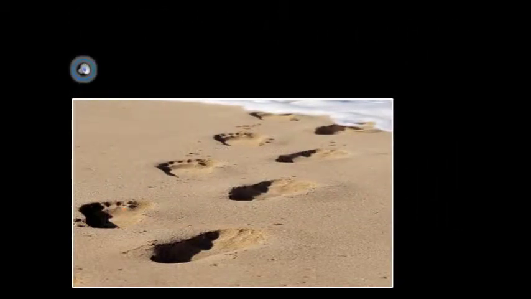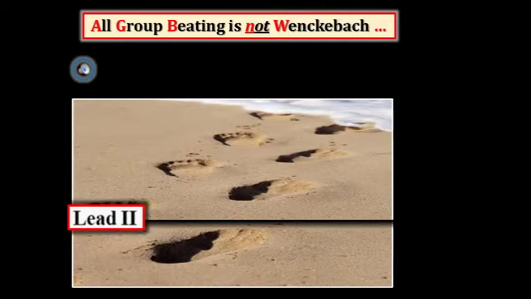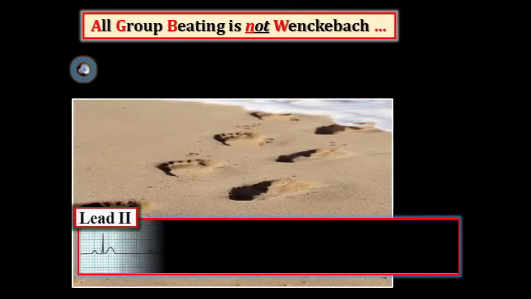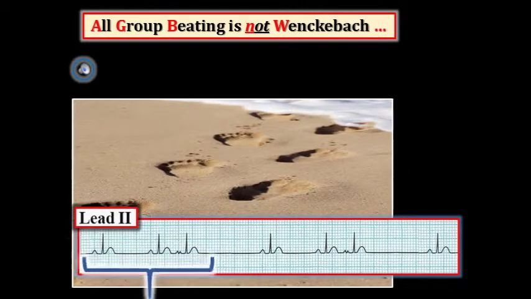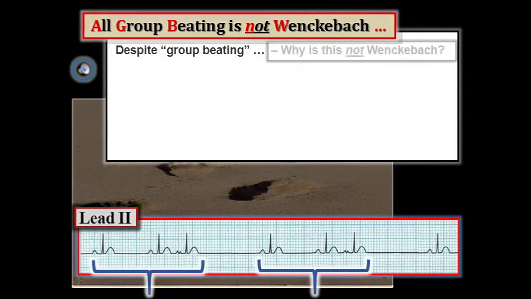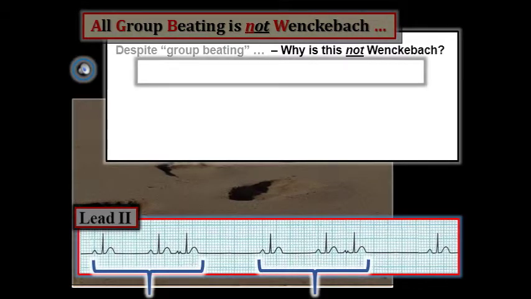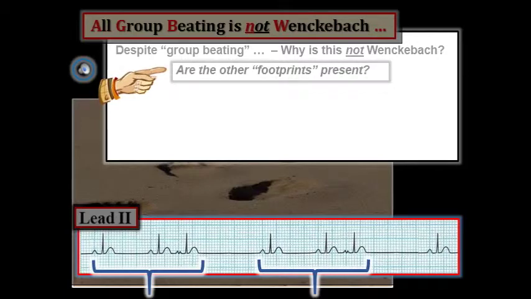But all group beating is not necessarily Wenckebach. So as helpful as recognizing group beating is for suggesting the possibility of Wenckebach, there are other causes. Consider this tracing, in which we see a repetitive pattern with several groups of beats, blue brackets. Despite group beating, why is it that this rhythm is not AV Wenckebach? Hint: are the other Wenckebach footprints present? Let's look at these one by one.